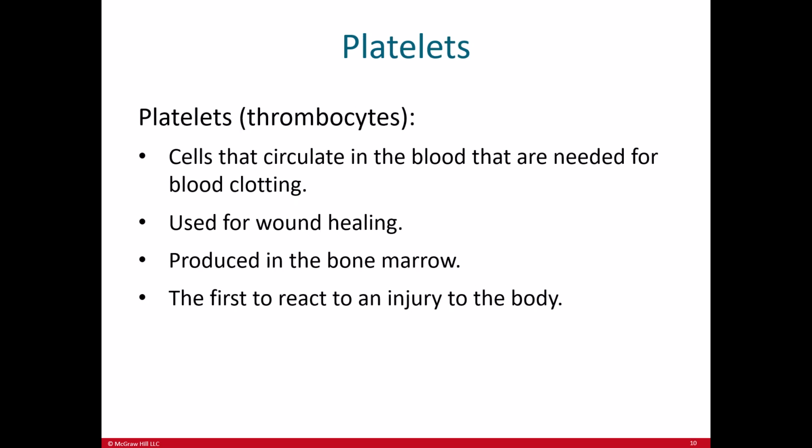Platelets. Platelets are also known as thrombocytes. You might hear of a thrombus or an embolus even. All these have to do with the platelets. So platelets are the cells that circulate in the blood that are needed for blood clotting. They're used for wound healing. They're produced in the bone marrow, and they're the first to react to an injury to the body.